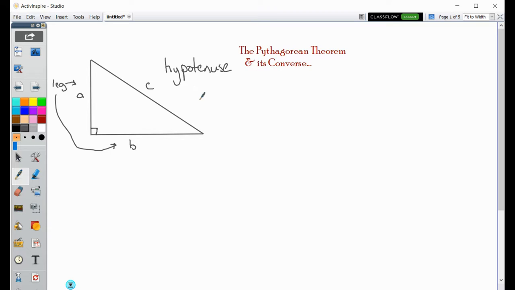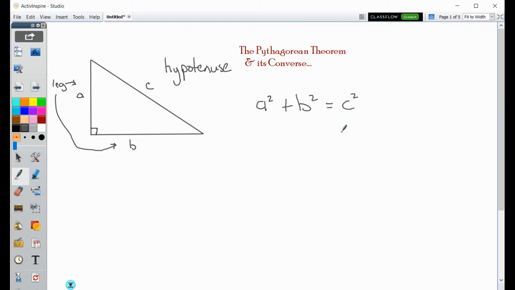Now, with a right triangle, and this is where the Pythagorean theorem comes in, there's a certain relationship between the lengths of these legs and the hypotenuse. If you take the lengths of the legs and you square them and add them together, the sum of these legs squared is always going to be equal to, in a right triangle, the hypotenuse squared. Okay, and so you've probably seen this before. A squared plus b squared equals c squared.